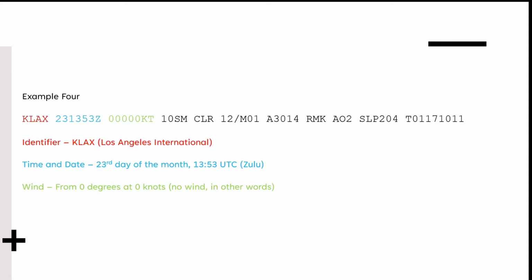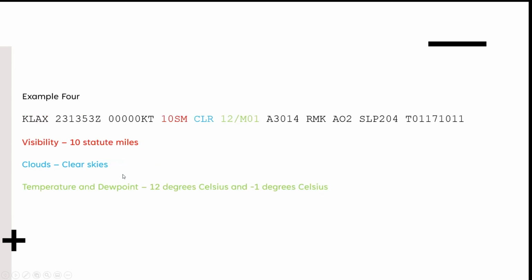Identifier KLAX. Most of you probably immediately knew that was Los Angeles International Airport. Time and date, 23rd day of the month, 13:53 UTC or Zulu time. Wind, no wind. Wind is coming from 0 degrees at 0 knots, so it's just saying no wind. Visibility, 10 statute miles. Clear skies, CLR means clear skies. Temperature and dew point, 12 degrees Celsius is our temperature, and our dew point is minus 1 degree Celsius. Big discrepancy there, which you can see happen a lot, especially in places like Los Angeles. Altimeter setting, 30.14. And then we have our remarks.